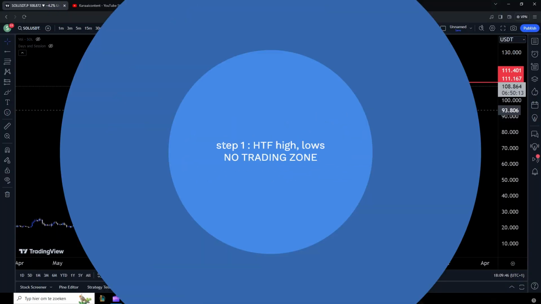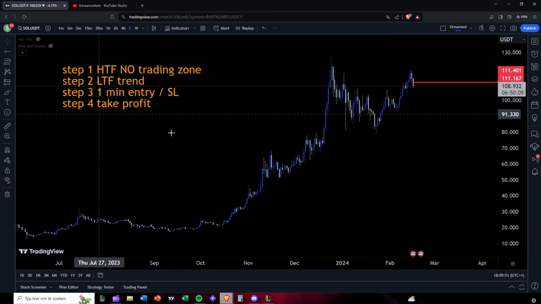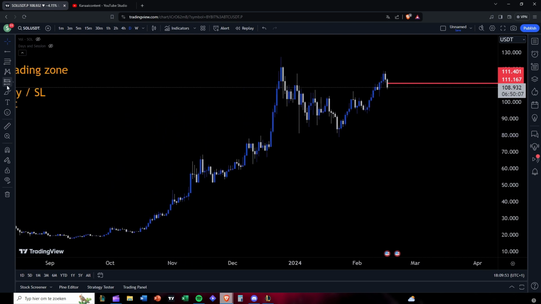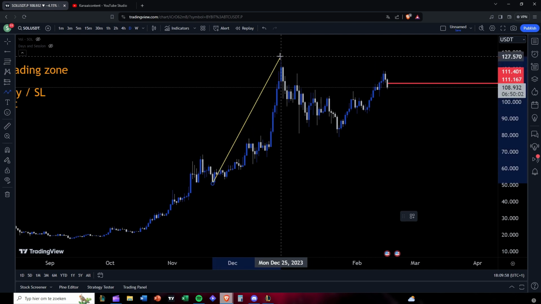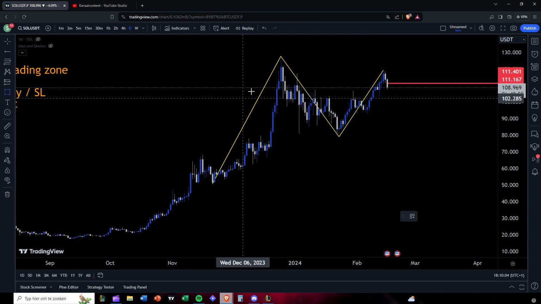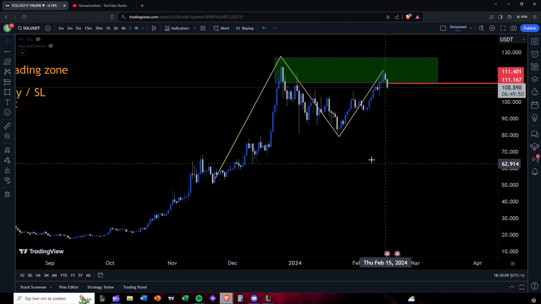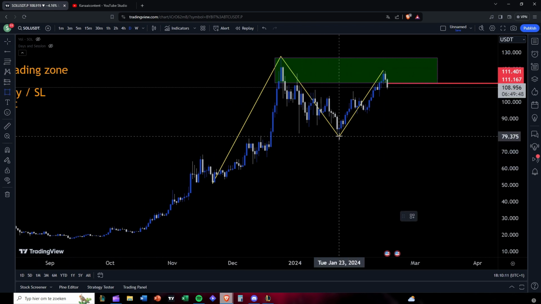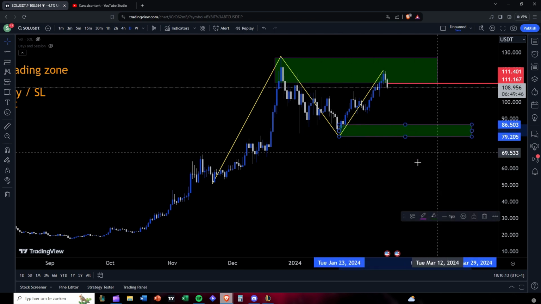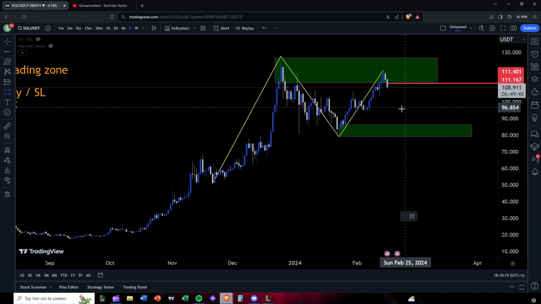Step 1 is the higher time frame, no trading zone. This means that you have highs and lows on the higher time frame. So if I draw them really quickly, you can take this as the low, this is the high, and so on. So at these zones, you have the high, over here you don't trade, over here you don't trade. You can trade, but these are not the optimal points to trade. And over here as well.